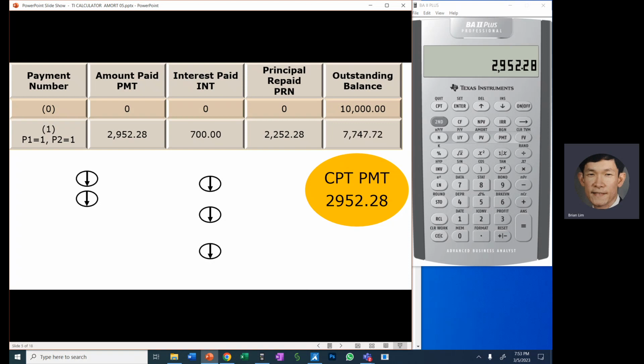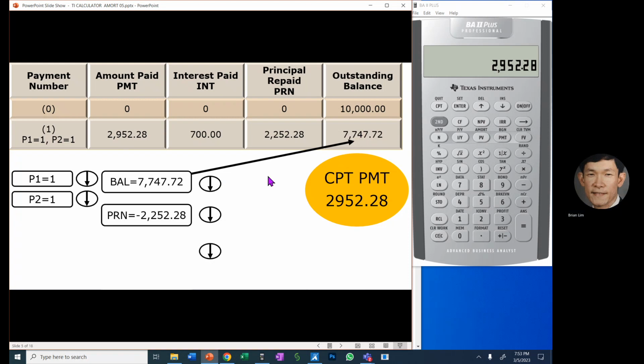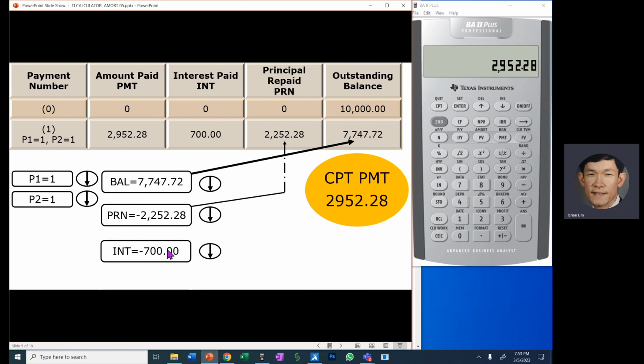So there we are. Let's just recap. P1 is equal to 1, P2 is 1, and then it comes up with the balance. There's the balance, and there it is on the table, or the schedule. There is the amount repaid on the principal of the $10,000, and there is the amount of the interest that was paid.